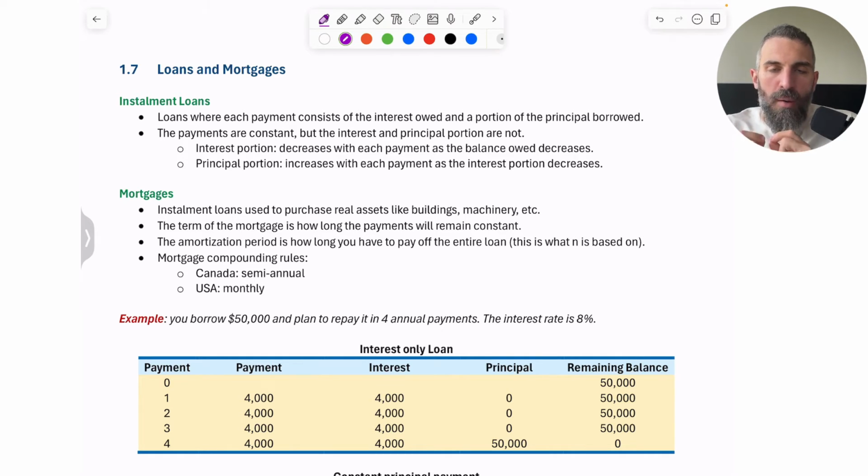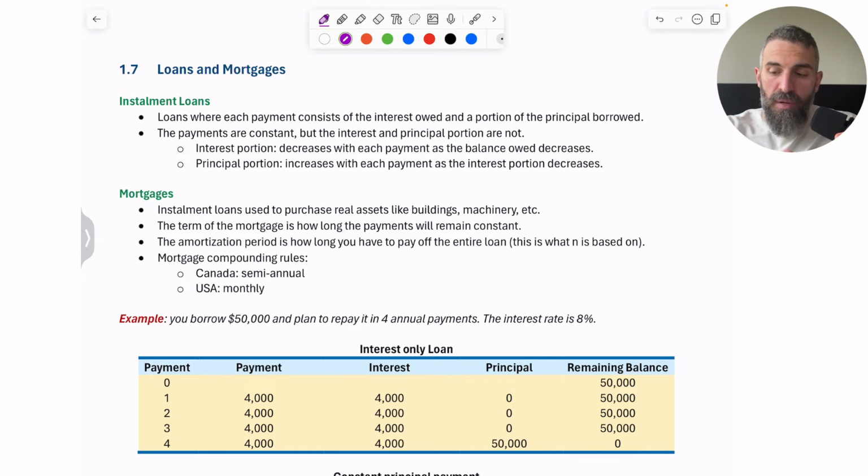Now, the most common type of loan is called an installment loan. And this has many names. Sometimes we call it a blended payment loan. Okay. The reason it gets that name is because in a typical installment loan, you have a constant payment. So for example, you buy a house or you buy a car. Every month, you have to make the same payment, maybe $1,000.